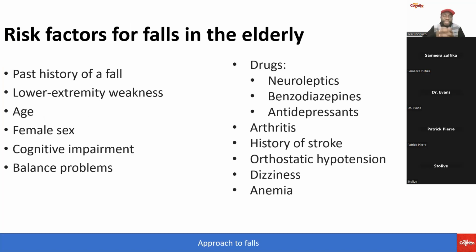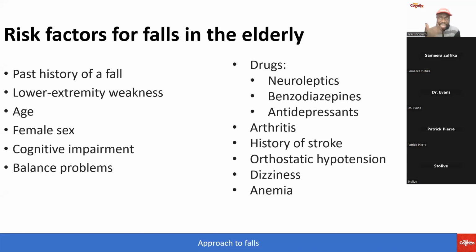So we go back to the risk factors, because the objective used to talk about risk factors. Risk factor assessment: past history of fall is the most important thing you want to know on history. Number two, does the patient have any lower extremity weakness? What is the age of the patient? As the patient ages, the risk of fall also increases. Number four, female sex. And then patients who have cognitive impairment, as well as patients who have balance problems, are also at risk of falls.